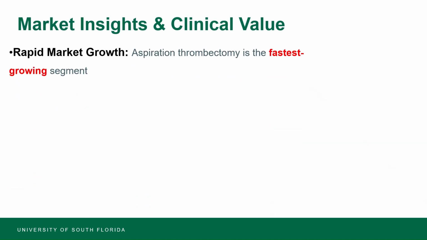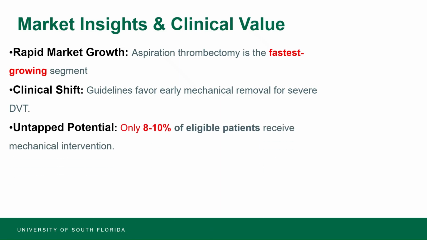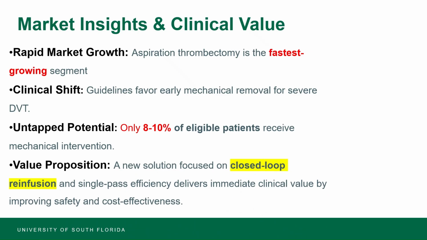Market demand is strong. Aspiration thrombectomy is booming, expected to almost double to nearly $1 billion in the US over the next decade. Clinically, there's a clear shift. Early mechanical removal is now preferred because it reduces both hospital time and bleeding risk. Also, only 8 to 10% of eligible patients are being treated mechanically, meaning we have a huge untapped market. Our value proposition is to capture this market by focusing on solutions like closed-loop reinfusion and improving single-pass efficiency, which directly meet the demand for safer, more efficient procedures.